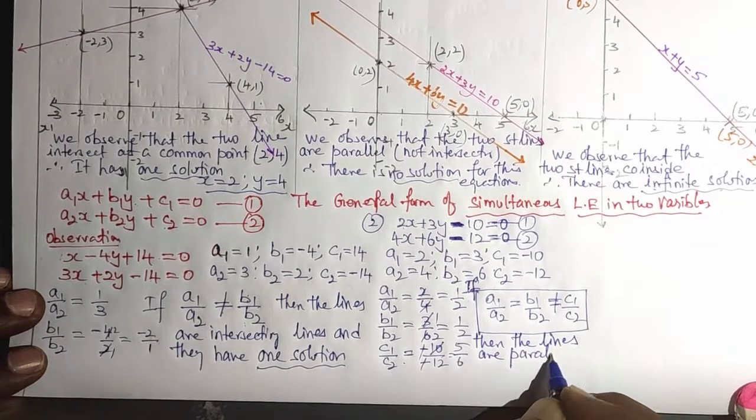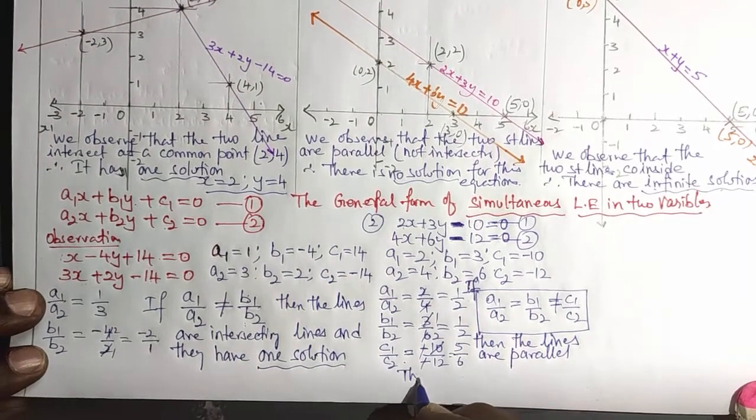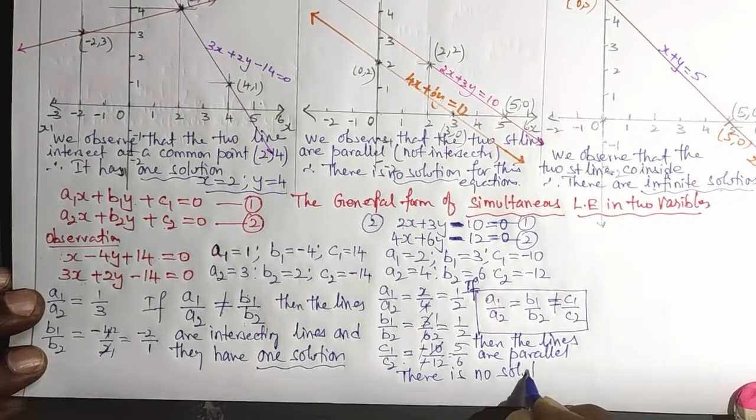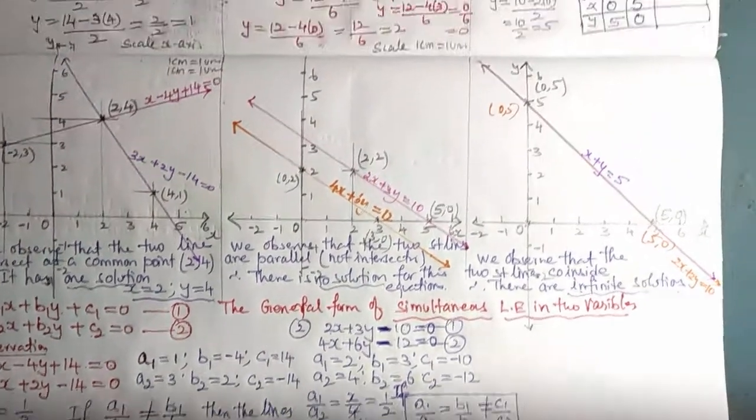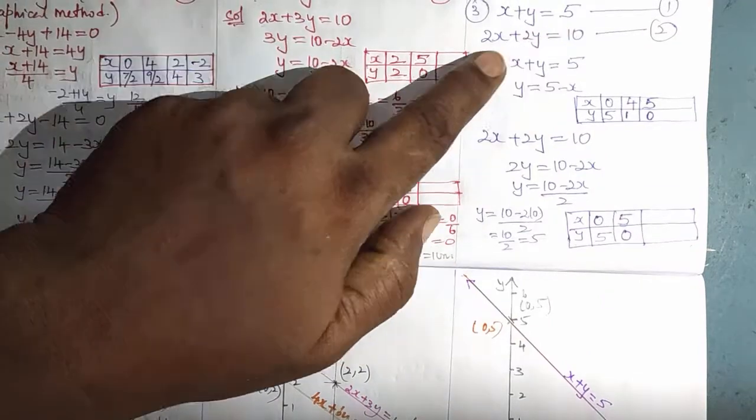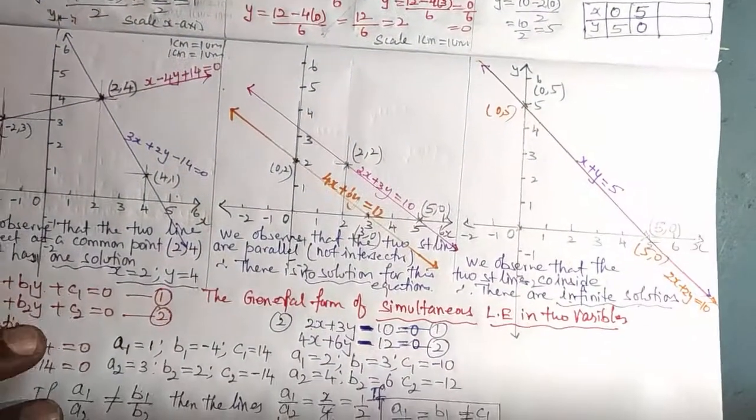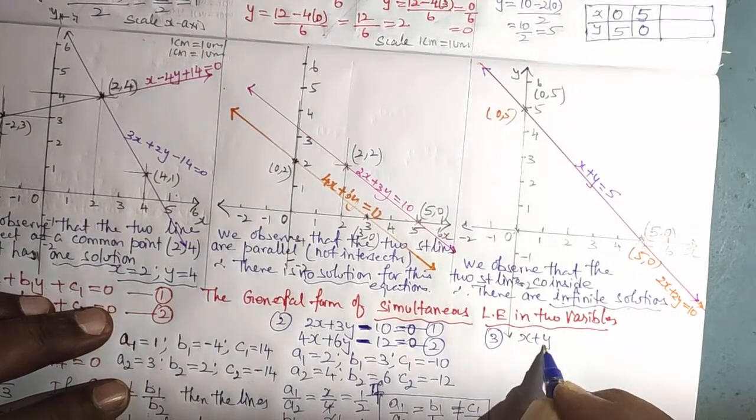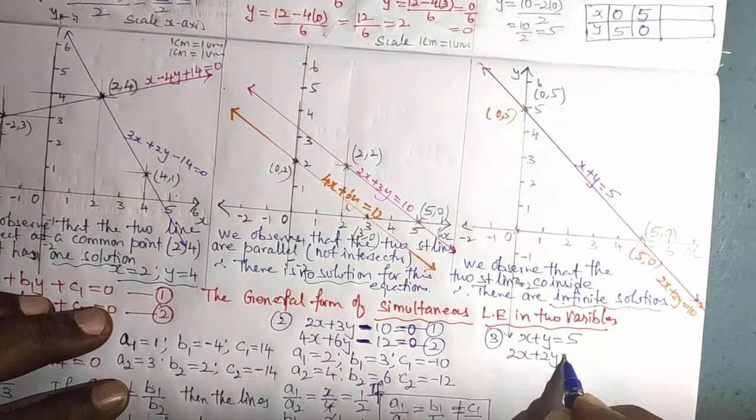When the lines are parallel, how many solutions are there? There is no solution. So this is our observation. Now see the last one. What is the last equation? x plus y is equal to 5, and the next equation is 2x plus 2y is equal to 10. Now let me take that third equation: x plus y is equal to 5 and 2x plus 2y is equal to 10.